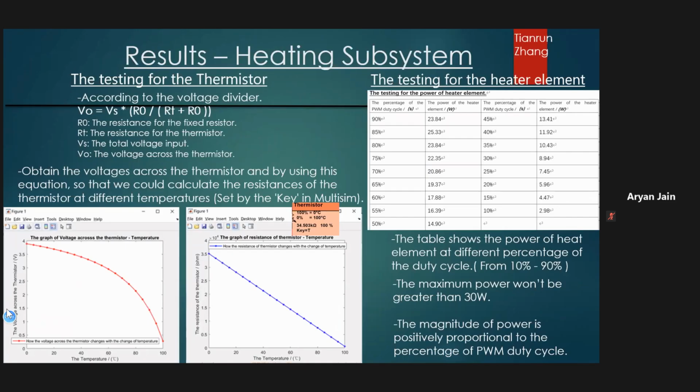By using this equation, the resistance of the thermistor can be calculated. Otherwise, we know that the simulated temperatures are adjusted by the key, so the relationship between the resistance of the thermistor and the temperature can be obtained. The VT graph and the RT graph of this thermistor are shown below. For testing the heat element, I have made a table to show how the power changes when the user adjusts the duty cycle. Clearly, the duty cycle can truly control the power.